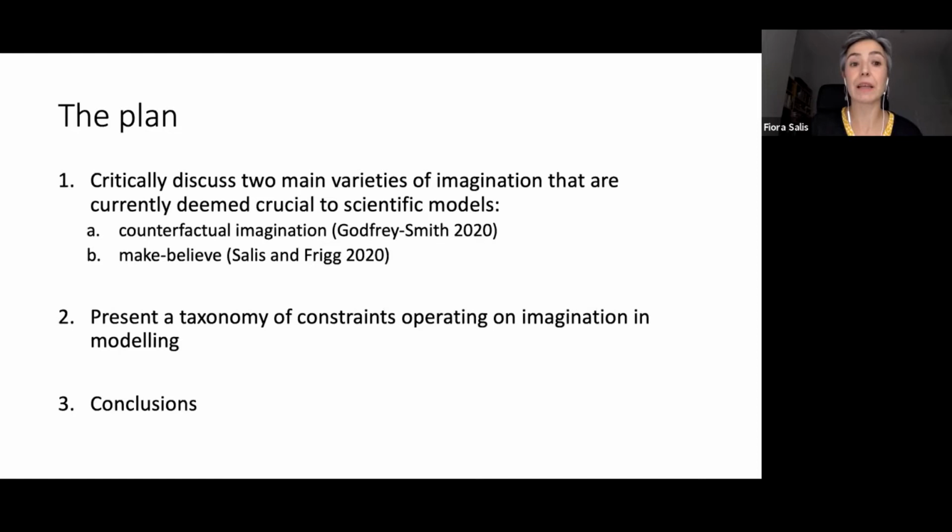So we will find issues with this notion too, and I'll try in the second part of the talk to address these issues by presenting a tentative taxonomy of constraints operating on imagination in modeling. And then I will draw some conclusions about some further lines of research for the future.